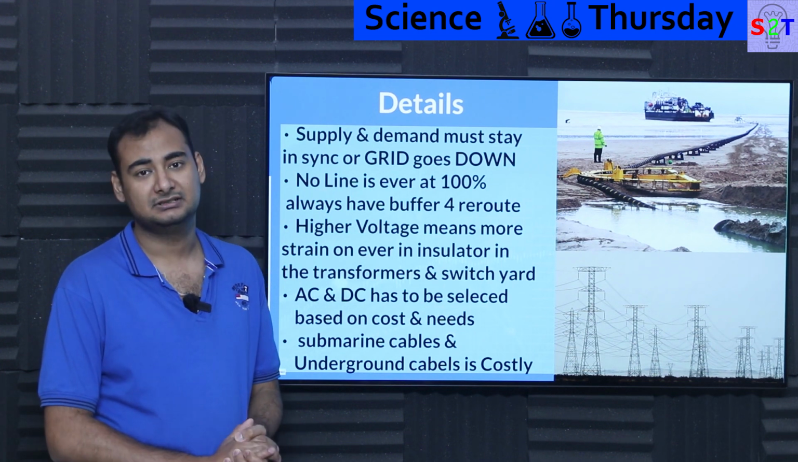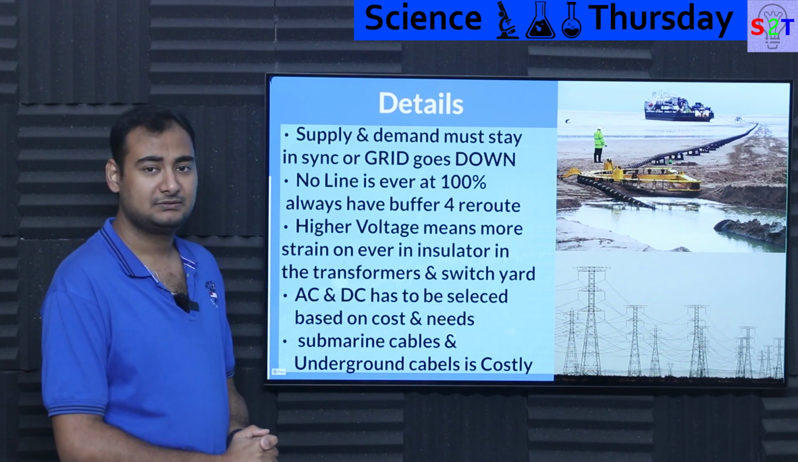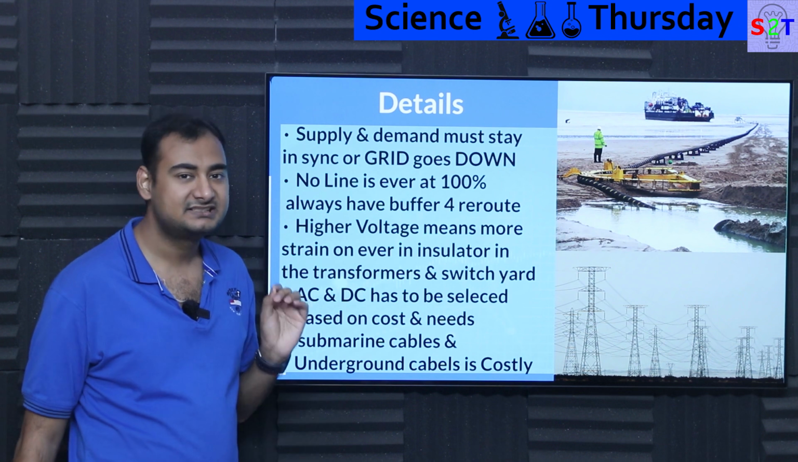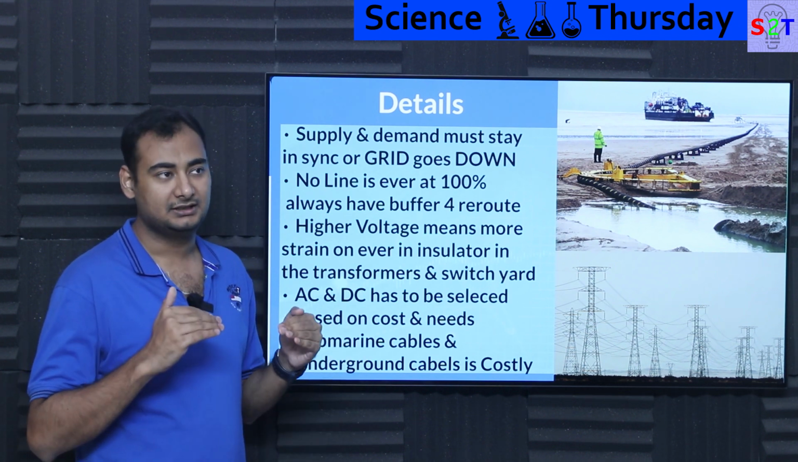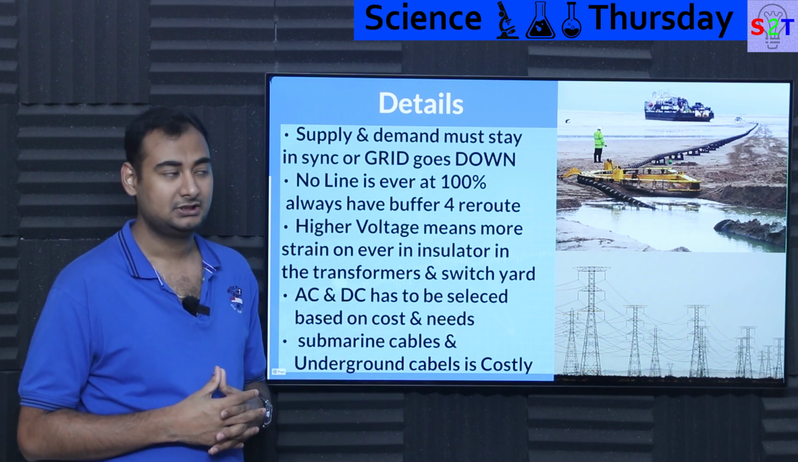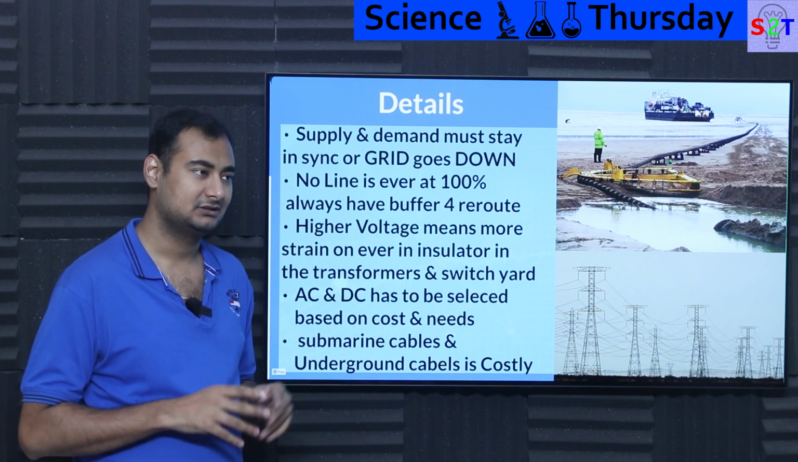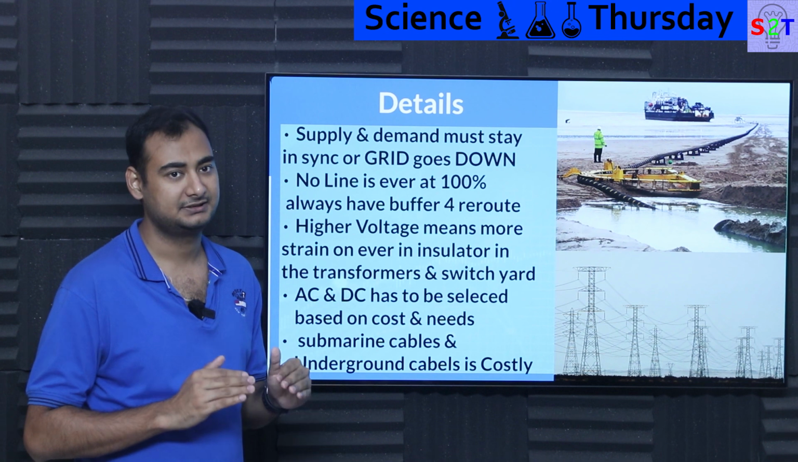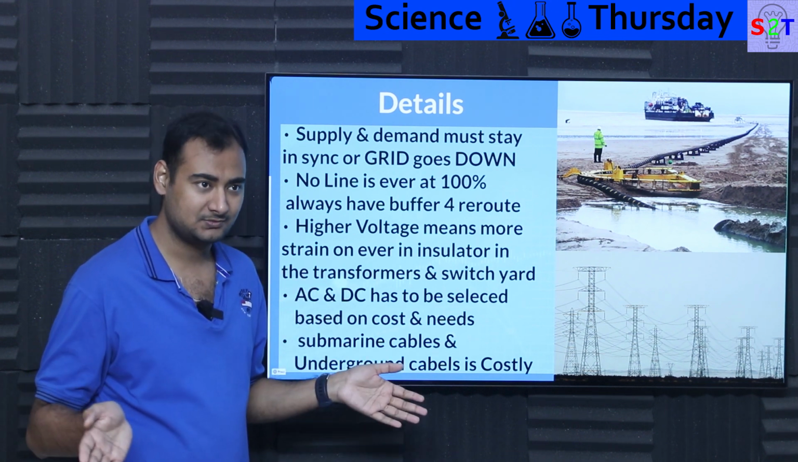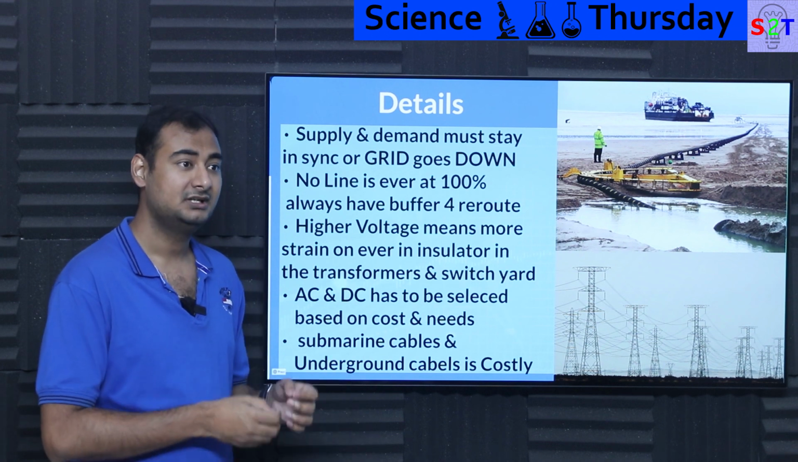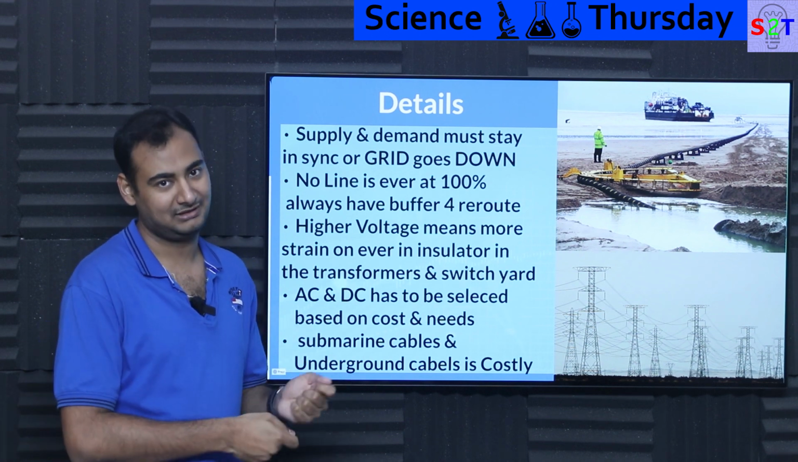Now there are certain details to this puppy. One of the primary details is that supply and demand must remain in sync, as close as possible. Because if they do not, the best case scenario is that the grid goes down. Grid going down could reach a point called black start. Black start simply means you have to restart the grid. You could have 1000 power plants, but only some are big enough and robust enough to endure a black start.